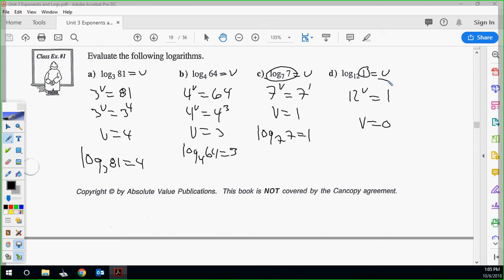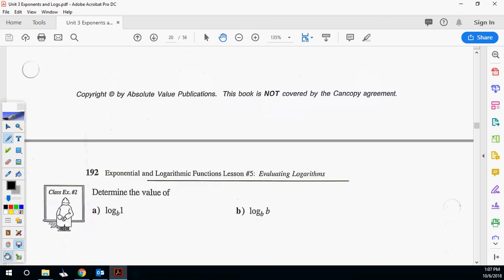Okay, it doesn't matter if it's a 12, a 5, a 20. It's going to be anything to the 0 power is 1. So then it'd be log base 12 of 1 equals 0. Okay. All right, good. Let's go ahead and talk about those last two here a little bit more in depth.